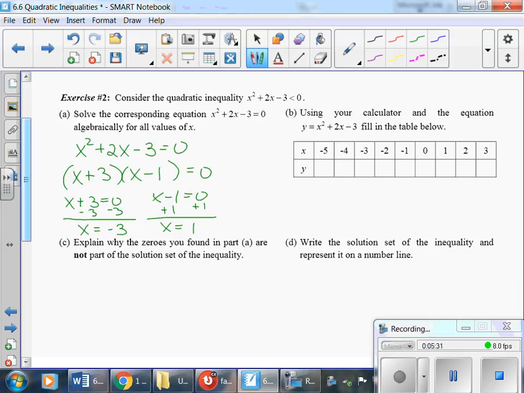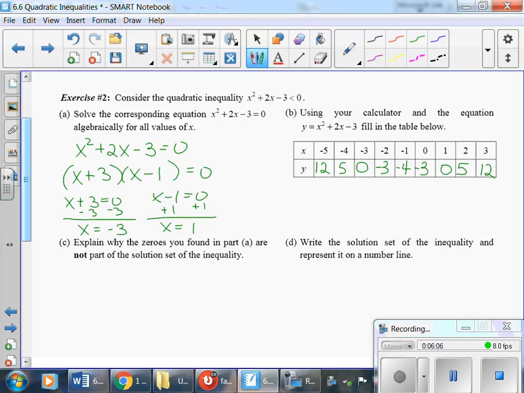So we know that when x is negative 3, my y is 0. And we know when x is positive 1, my y is 0. All right? Now, using your calculator and the equation, fill in the table below. But if you don't have your calculator, we can just substitute in. But let's not spend time doing that. Let's just take my word for it that these are the numbers that come off your calculator, or once you do your substituting, that's what you come out with. Okay?